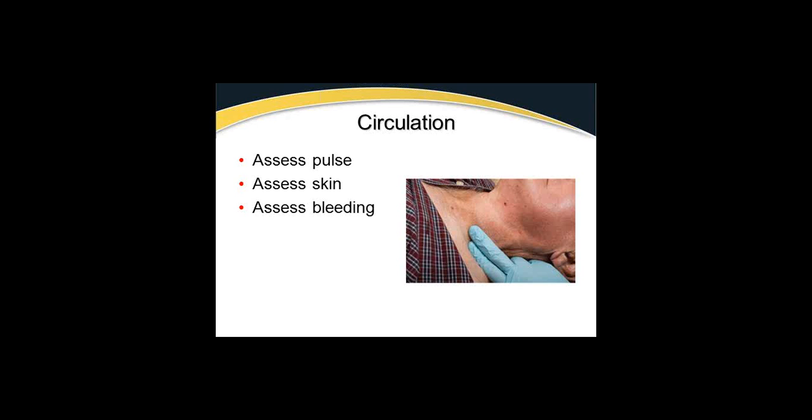So under circulation, we may do CPR. We may get our AEDs ready. We may do a little shock treatment, which would include covering them up, keeping them warm, giving them some oxygen, which we did in breathing, and then controlling any bleeding. So if we need to put a dressing on something and hold direct pressure, start working our way towards a tourniquet, those are treatments we would do in circulation.